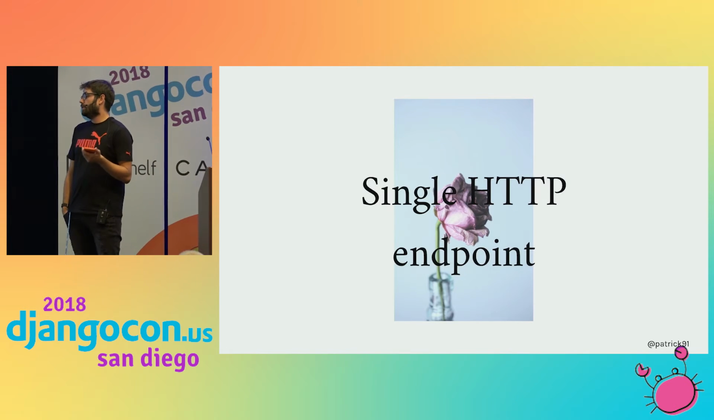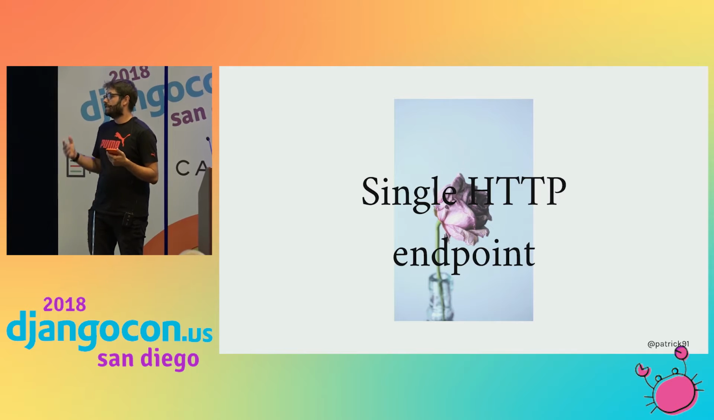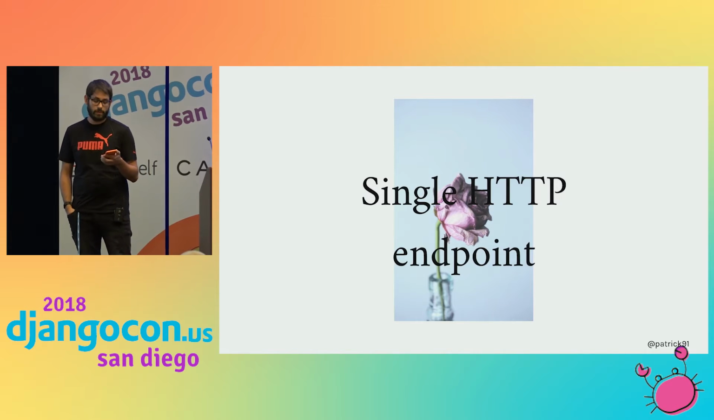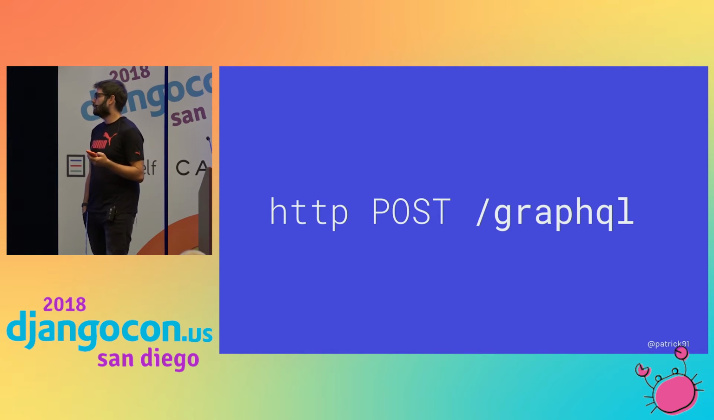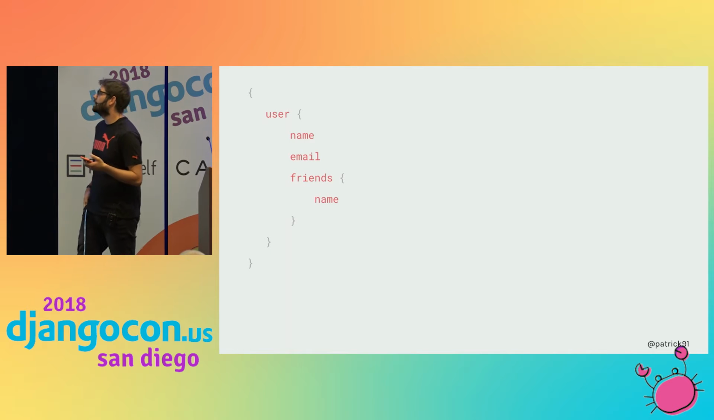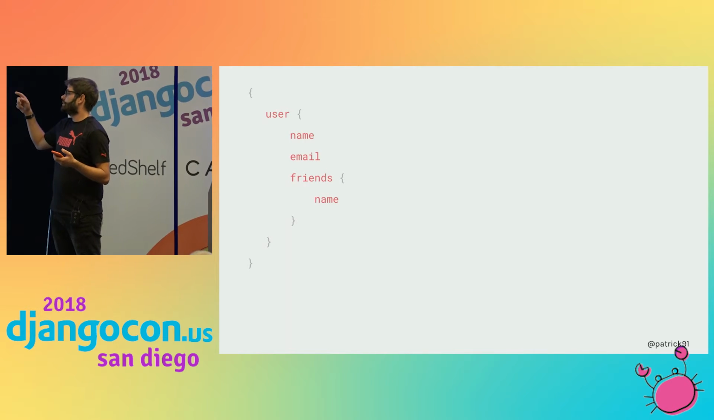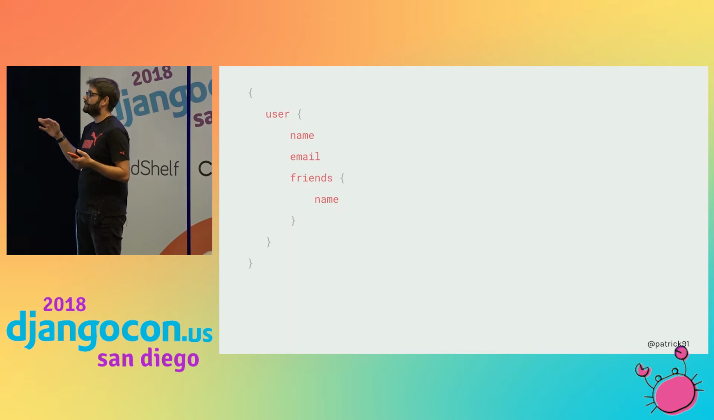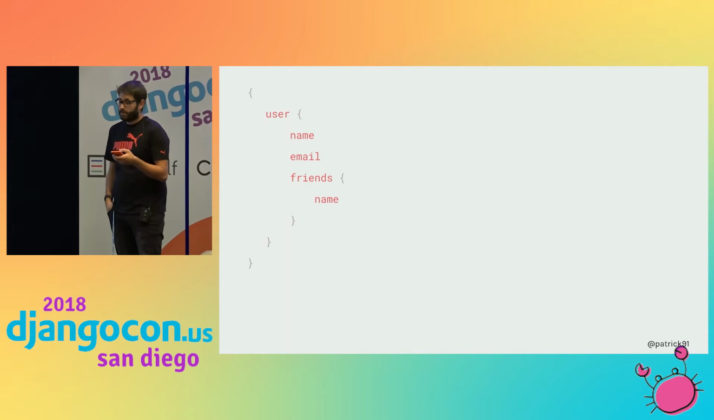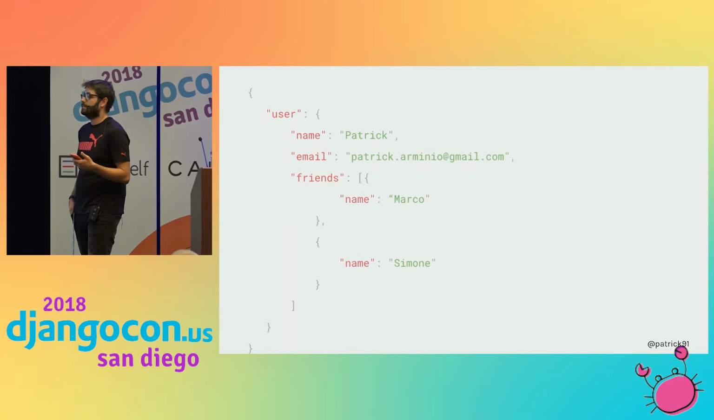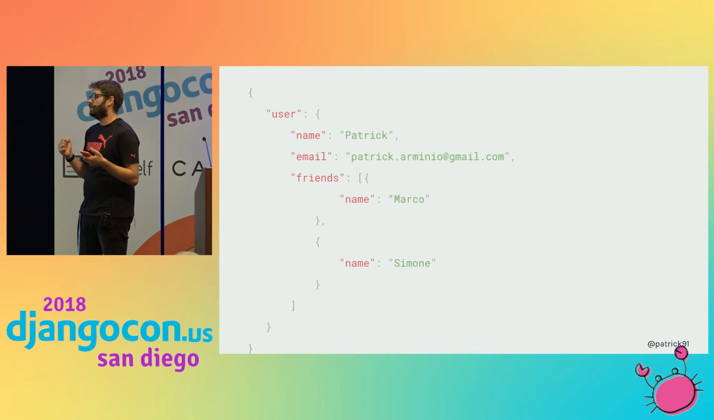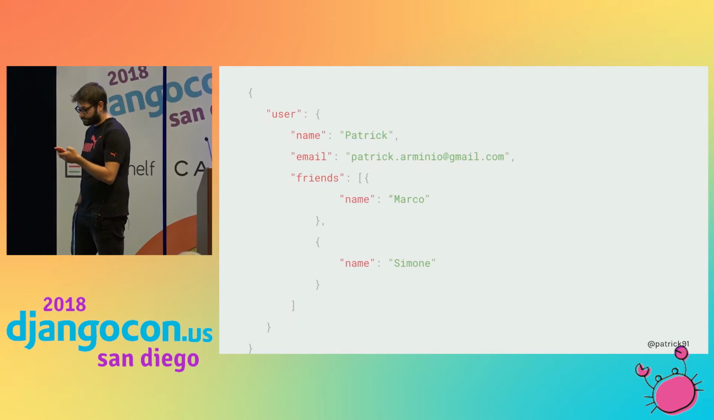A difference with REST APIs is that you only have one single HTTP endpoint, which usually is /graphql, and you would send a POST request with a document saying, oh, this is the data I need. And a document will look something more or less like this. So in this case, we are saying, oh, I need the user, their name, their email, and their list of friends with their name. And when we send this request, if we have data on the backend, we get something like this back, which is basically what we asked for. If we change the document, we are changing the response as well.